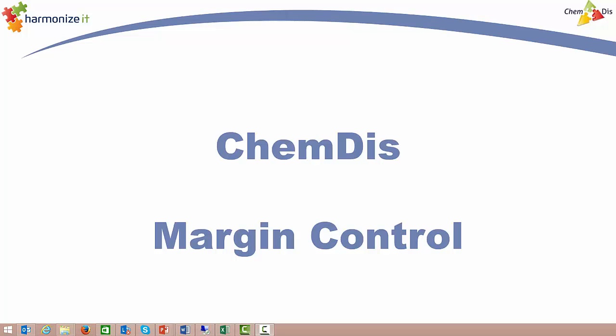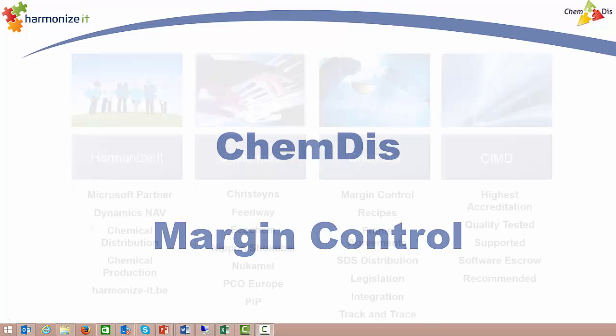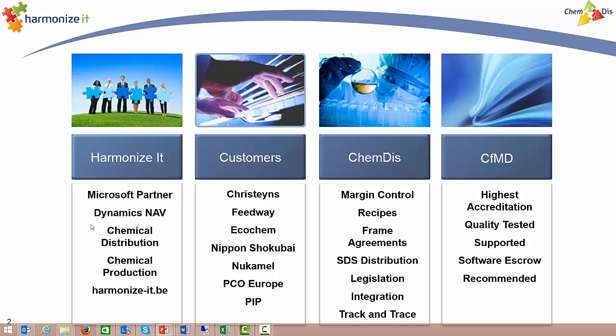ChemDis is an add-on based on Microsoft Dynamics NAV produced by Harmonize IT. In the introduction video, we briefly introduced Harmonize IT and ChemDis as the ERP reference in the chemical industry. ChemDis closes the gap between traditional ERP systems and an ERP which you need to run your business in the chemical distribution or production industry. In this video, we are going to focus on margin control.